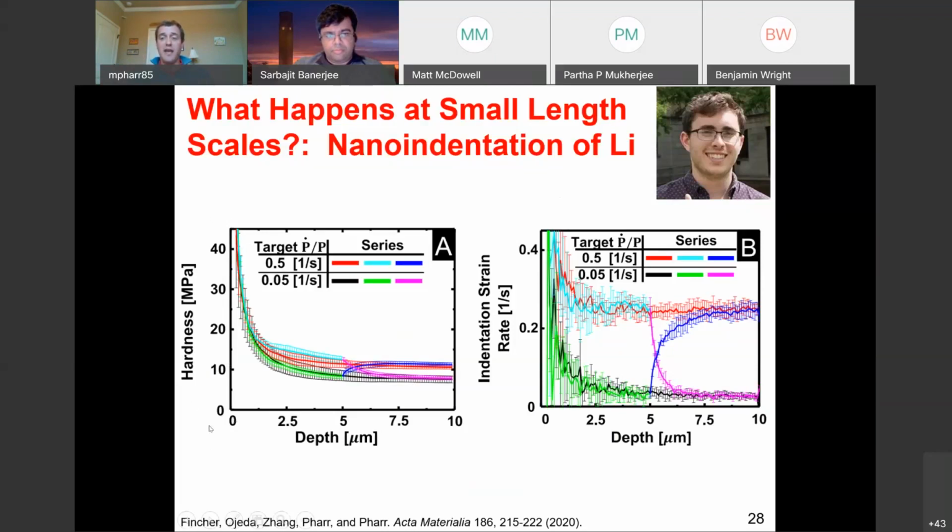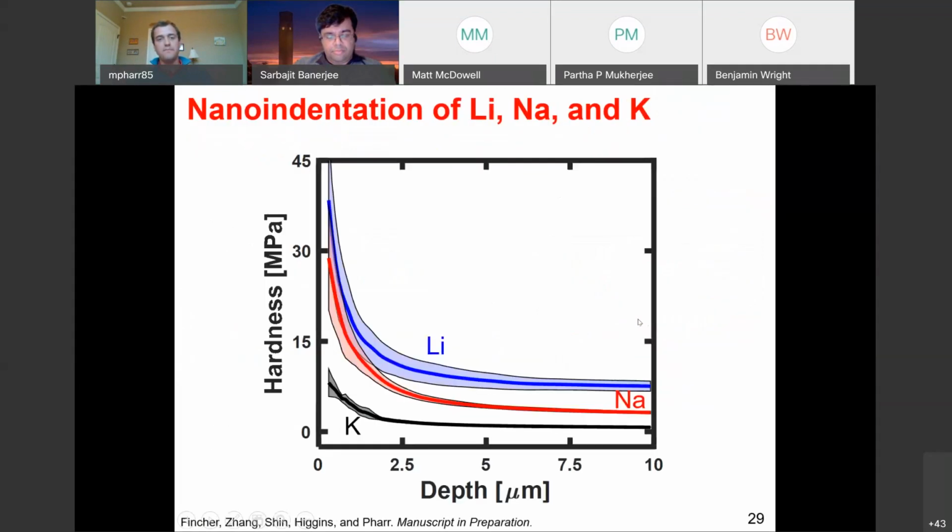And so this has implications for the onset of the growth of the dendrite. It's going to have some set of properties, and as it grows, it's going to evolve in those properties. We also still see this strain rate sensitivity at small scales as well.